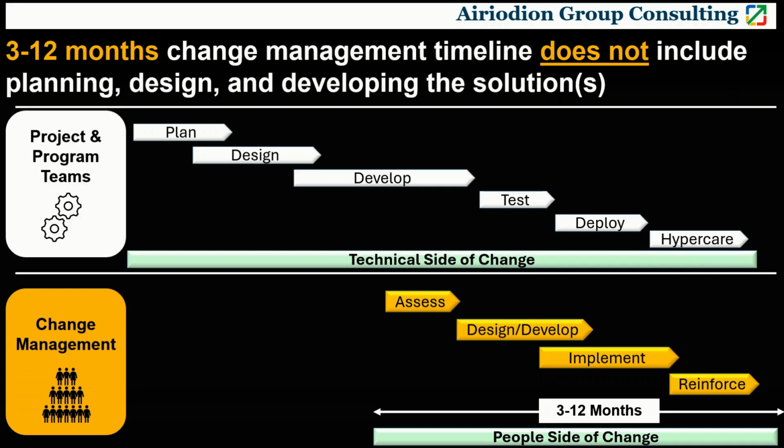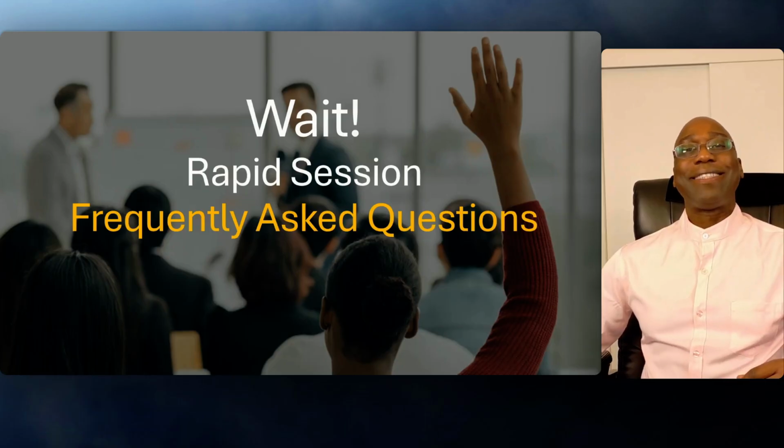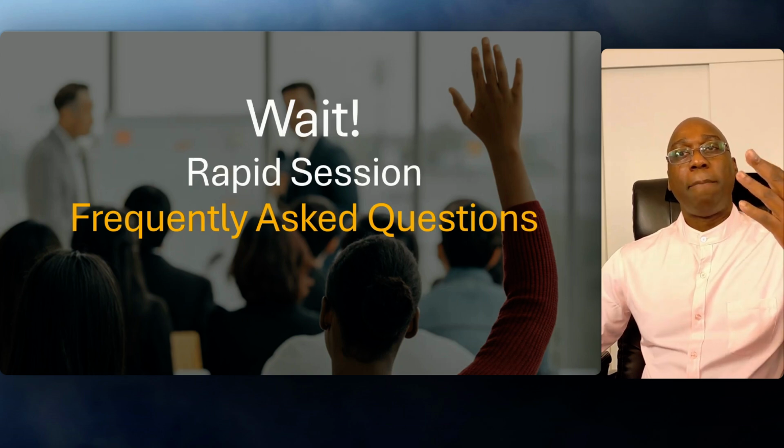You want to ensure that you clarify this with all stakeholders. That way they don't hold your feet to the fire when things are taking much longer, and then they come back and say, well, you told us it was only going to take 3 to 12 months.